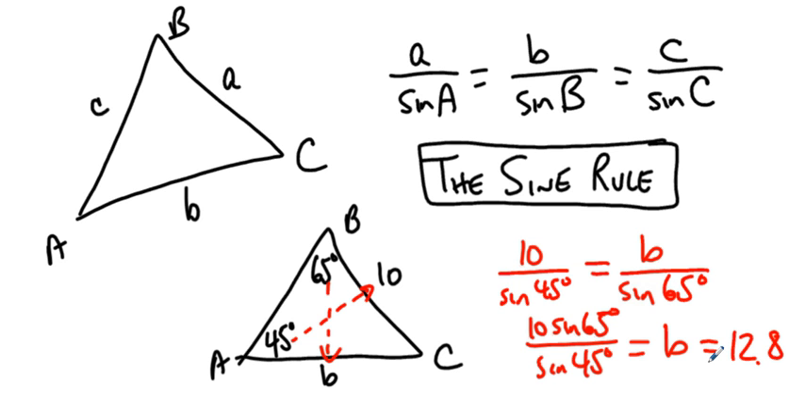Now, does that make sense in the context of the problem? Well, 65 degrees is bigger than 45 degrees, so the opposite side here has to be bigger than the side opposite there, and it is, so our answer is reasonable. Now, not only does the sine rule help us find sides, the sine rule can help us find angles.